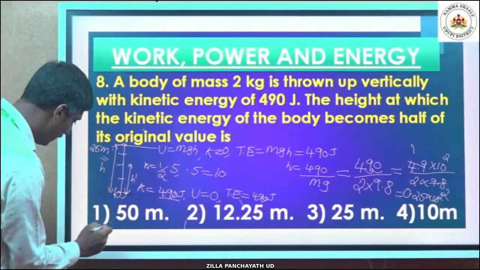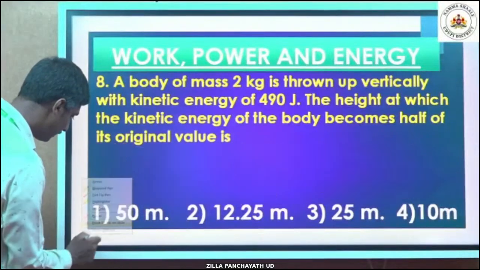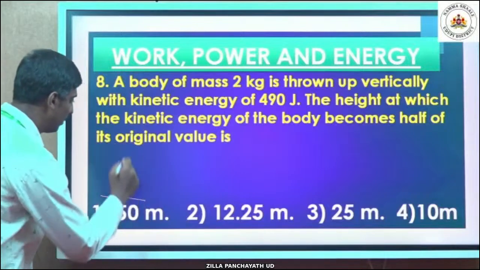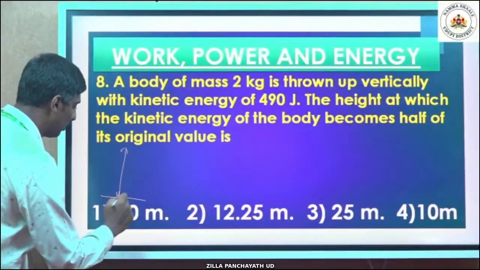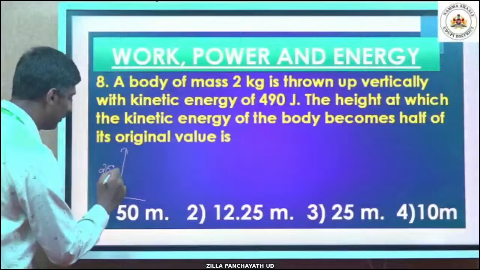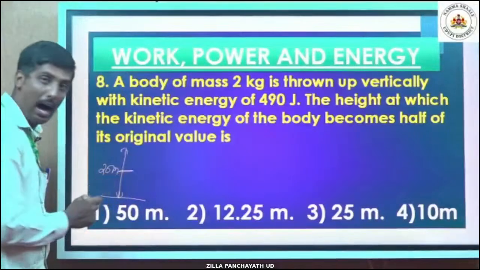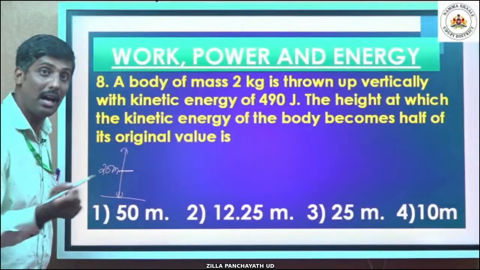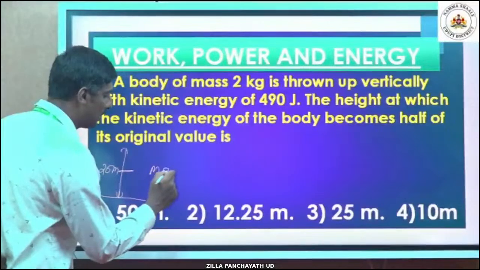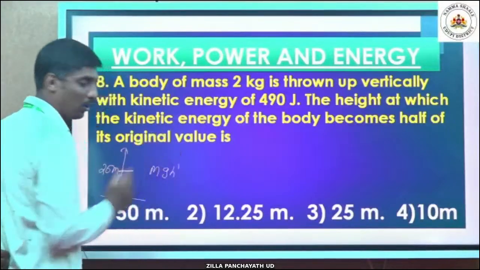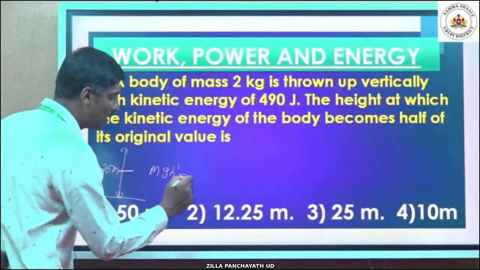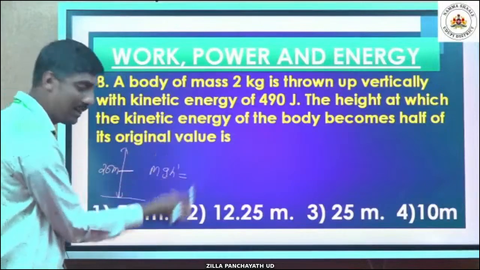Okay, ಹಾಗಾದ್ರೆ I do one thing. So the total height is 25 meter. ಇಷ್ಟು. When kinetic energy becomes half, potential energy also becomes half. ಹಾಗಾದ್ರೆ potential energy ಅಂದ್ರೆ ಏನೀಗ? mg h dash ಅಂತ ತಗೊಳ್ತೀನಿ. mg h dash should also become half, ಅಂದ್ರೆ 490 ಅರ್ಧ ಆಯ್ತು.